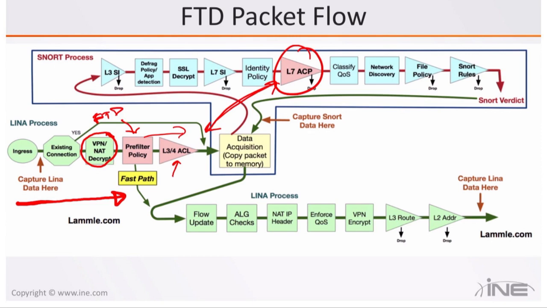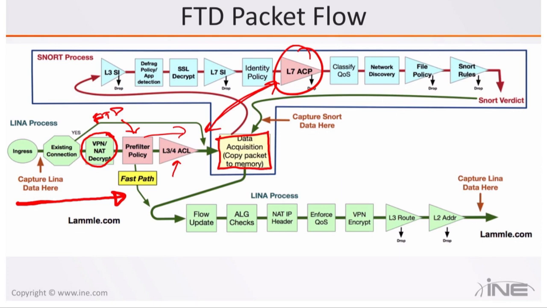Now, the next thing we're going to do is take the packet and copy it into memory, and we're going to get that memory location. And we're going to send that memory location to all the different policies up here in the snort process. This way, we don't keep moving the packet around, right? We just give it its memory location, and the policies will go to that packet in that memory location. Very efficient way to do this.